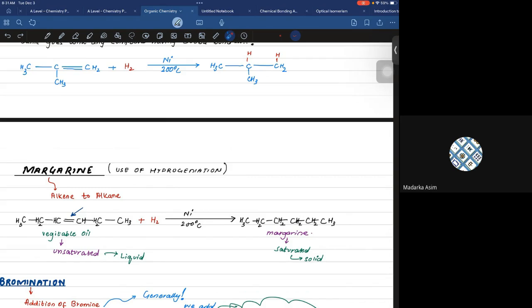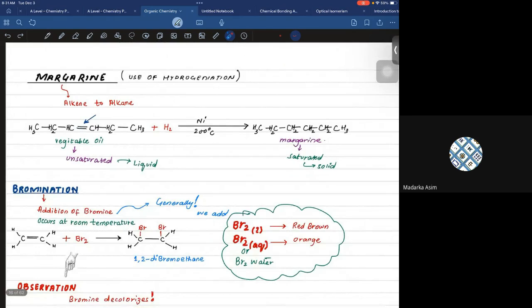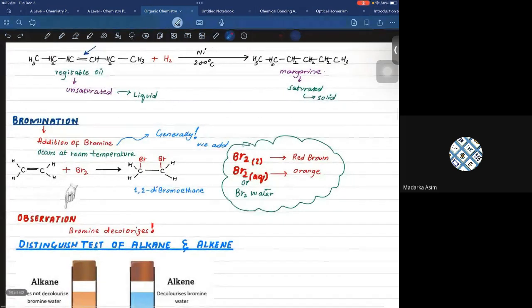You would be adding, if you can see, we are going to add bromine into an alkene. Obviously it is the same as hydrogen. You can see bromine, bromine, I have added bromine onto the double bond. This is an addition reaction. When the bromine is liquid, it's red brown, and when the bromine is aqueous, it's orange. तो याद रखिएगा, the observation for this reaction is that bromine decolorizes.